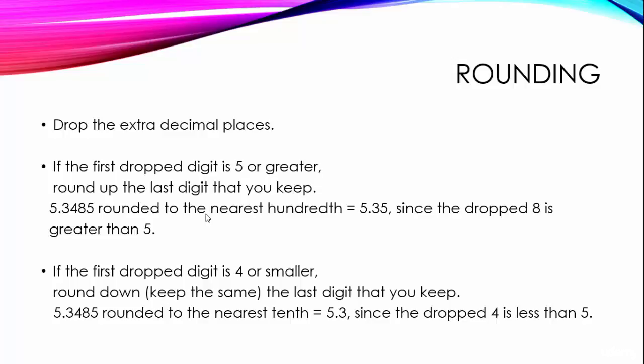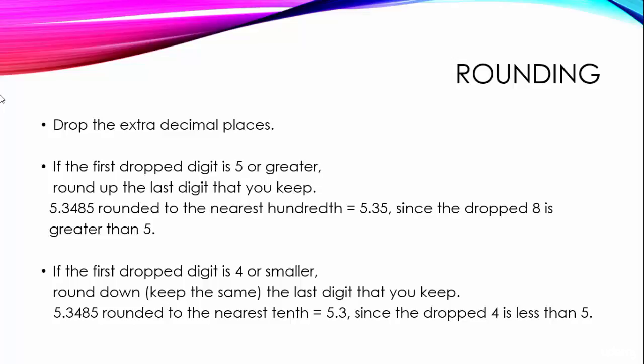Rounding. Rounding is simplifying a number to a certain place value. To round a decimal, drop the extra decimal places, and if the first dropped digit is 5 or greater, round up the last digit that you keep. If the first dropped digit is 4 or smaller, round down the last digit that you keep.